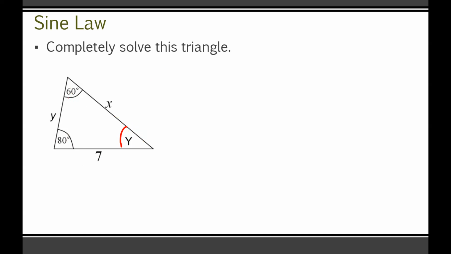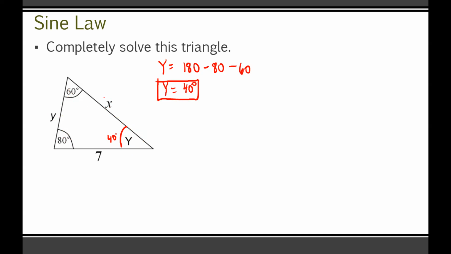So remember that all the angles inside of a triangle need to add up to 180 degrees. So this third missing angle, y, is going to equal 180 degrees minus the other two angles, right? So minus 80 and then minus 60. That's going to give me y equals 40 degrees. So right off the bat, I have one of my answers there, 40 degrees, and I'll even write it on the picture here.